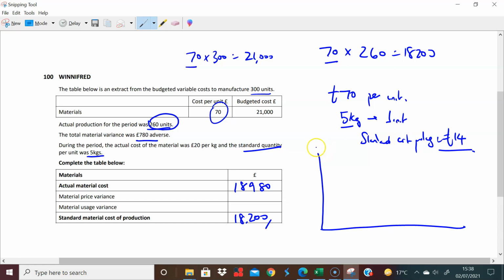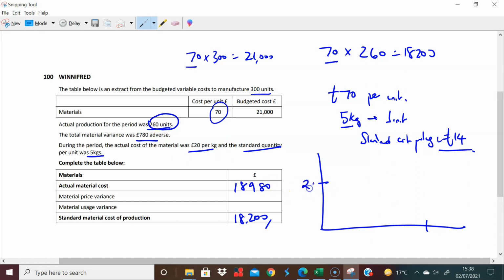Now let's go here. So the question here is, if you spent 18,980 on making 260 units, how many kilograms of material did you buy? If you're spending a total of 18,980 and it's £20 per kilogram, I can work out how many kilograms you bought.